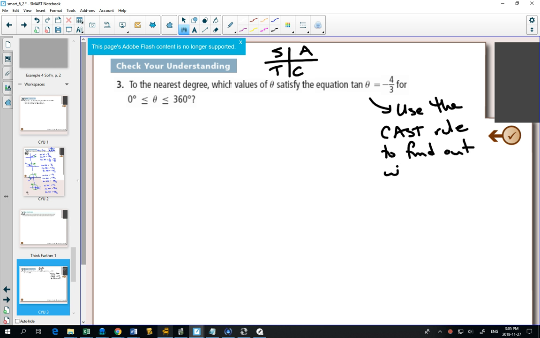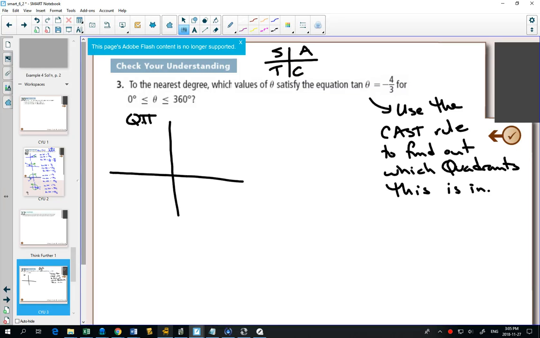to find out which quadrants this is in. If tan is negative, which quadrants would that be in? C or S. So in other words, quadrant 2 or quadrant 4. So what I could do is draw it in quadrant 2. If I drew it in quadrant 2 and made a triangle with my reference angle, if tan is 4 over 3, my reference angle says the opposite side has to be 4, the adjacent side has to be 3.